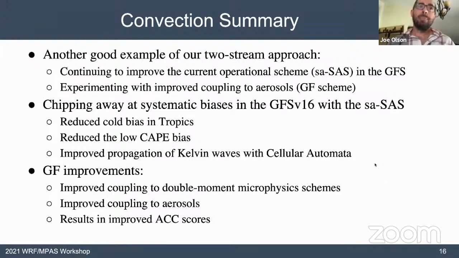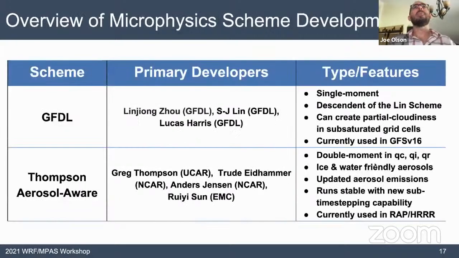And at the same time, a lot of the efforts in the GF scheme have been to improve double moment coupling, which we hope to have, and we hope to have the double moment scheme in a global version here soon. And by improving the coupling to aerosols, which is looking further down the road, we can already demonstrate improved ACC scores as a result of some of this work.